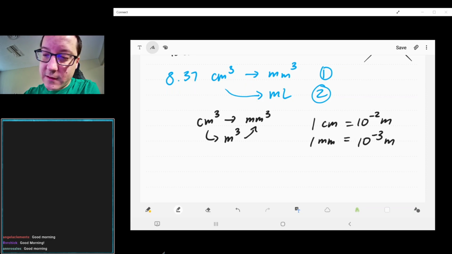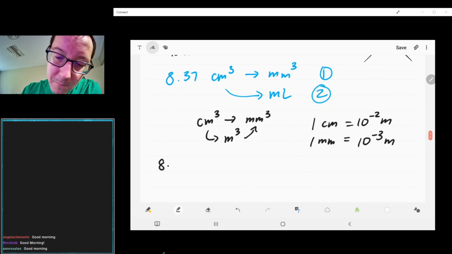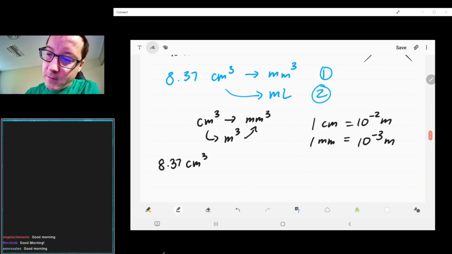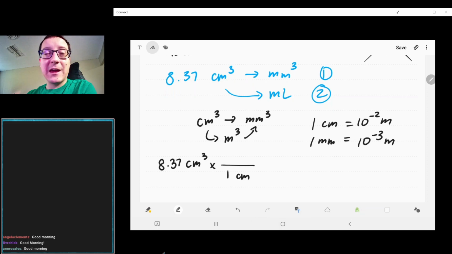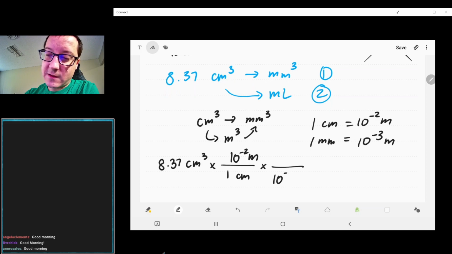So if we do this, remember, we're going to have 2 steps, so we're going to need 2 conversion factors here. Always make sure you cancel out the ones you don't want, and you're going to have to put the other one on the other side of the fraction. If we're now in meters, we're going to have to put meters on the bottom and the unit we want on top.